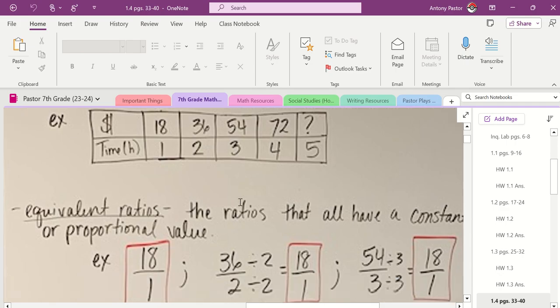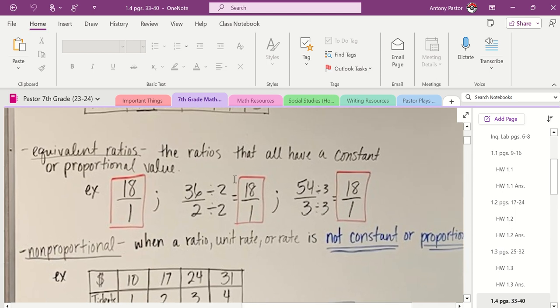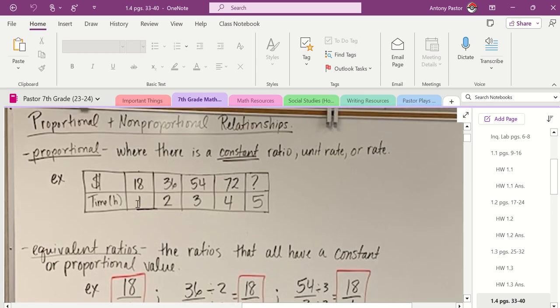Same relationship here. It's 18 over 1. If I were to divide these both by 2, it'd become 18 over 1. Divide these both by 3, it becomes 18 over 1. So these are equivalent ratios. Equivalent ratios and proportional are not the same, but very closely related.